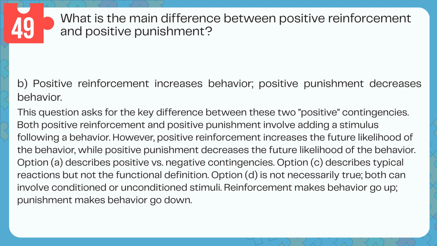Option A describes positive vs. negative contingencies. Option C describes typical reactions but not the functional definition. Option D is not necessarily true. Both can involve conditioned or unconditioned stimuli. Reinforcement makes behavior go up. Punishment makes behavior go down.